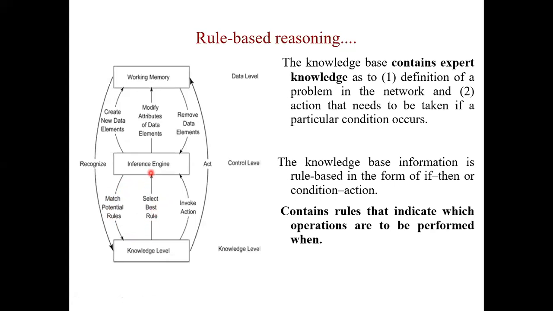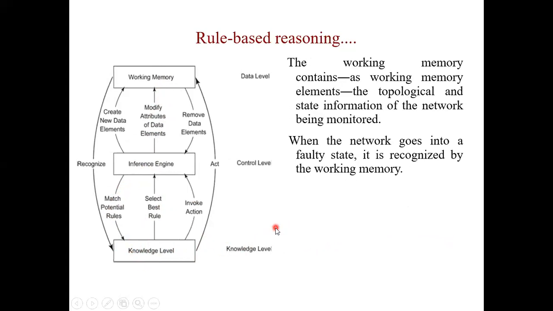Okay, then I will select the best rule, and then what the inference engine will give to the working memory. So it will modify the attributes of the data element. So it will take some action to solve that particular problem. So the knowledge level contains rules that indicate which operations are to be performed and when. Okay, so here you can see at the knowledge level, the rules are all indicated.